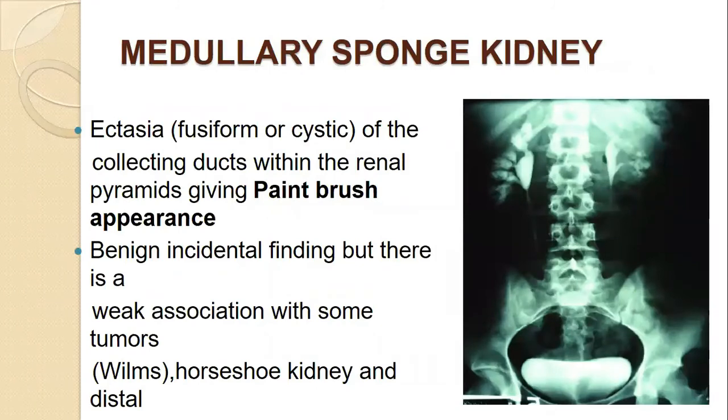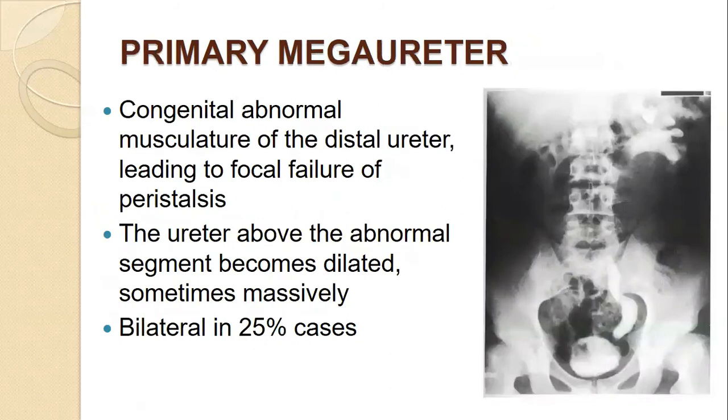This picture shows a medullary sponge kidney. It's mostly ectasia of the collecting ducts, with the renal pyramids giving a paintbrush appearance on IVU. Benign incidental findings are mostly associated with Wilms tumors, horseshoe kidney, or primary megaureter.